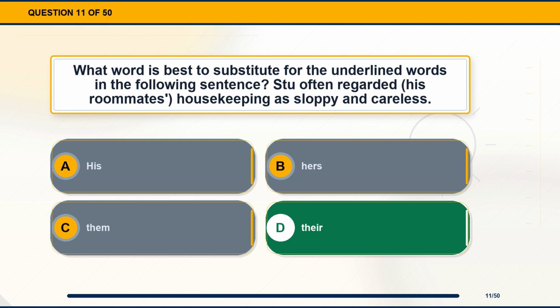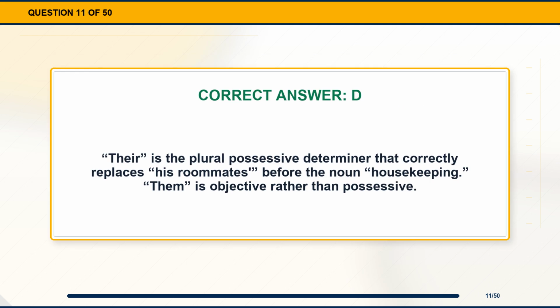The correct answer is option D, there. Explanation. There is the plural possessive determiner that correctly replaces his roommates before the noun housekeeping. Them is objective rather than possessive.